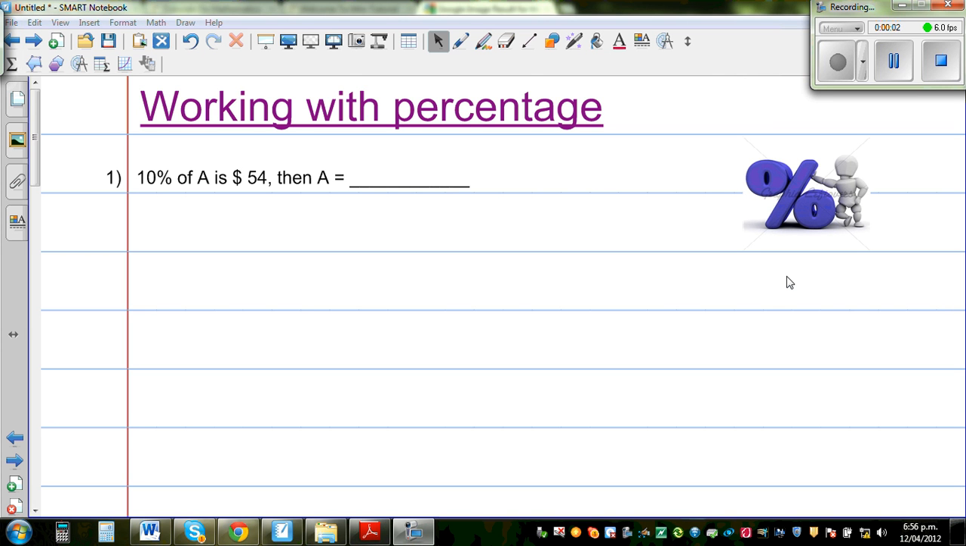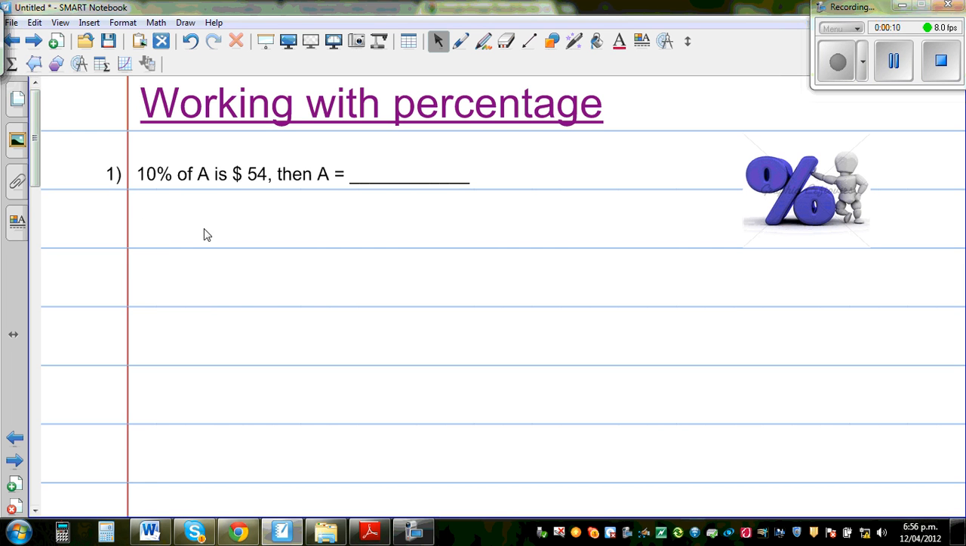Let us again look at some examples on percentages. So we want to do a few questions on if a percentage of a quantity is given. What they're saying is 10% of something is 54, and we want to find 100%. So let's write what's given. It's given 10% of something is $54. So now our question is, what is 100%?